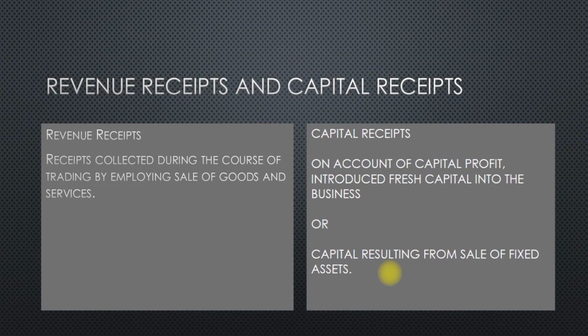Next, we'll take a look at what is revenue receipt and what is capital receipt. So first it is revenue receipt. Receipts which are collected during the course of trading operations by employing the sale of goods and services are revenue receipts. Whereas a receipt on account of capital profit, introduction of fresh capital into business, or sale of fixed asset is capital receipt.